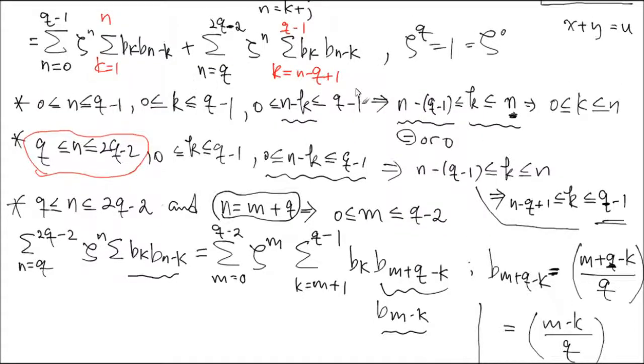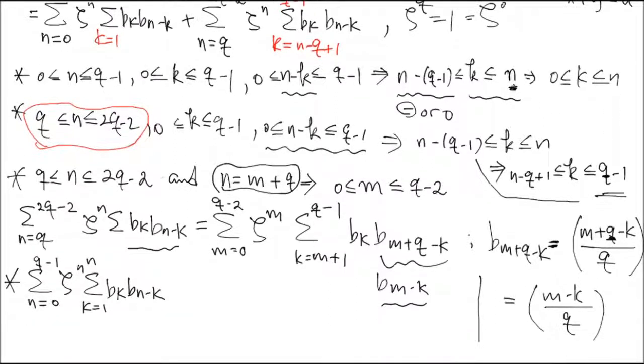So this is the original expression, right? So here, finally, the original expression goes like this. I'm going to write everything in terms of n. n going from 0 to q minus 1, zeta to the n, k going from 1 through n, bk, bn minus k. That's the first term I just copied. The second term is this new expression. I'm going to write it a little bit underneath it, but everything in terms of n.